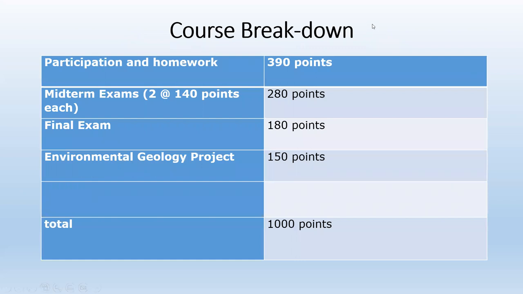Here's how we break down the class. Participation and homework. This will include weekly items, quizzes, and discussion participation. 390 points total for the semester. Two midterm exams, there'll be 280 points each.